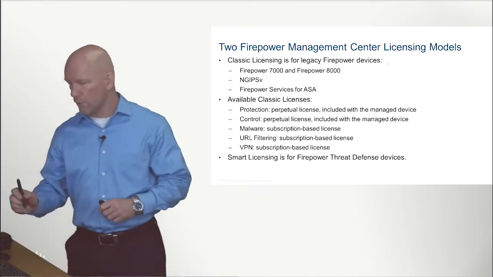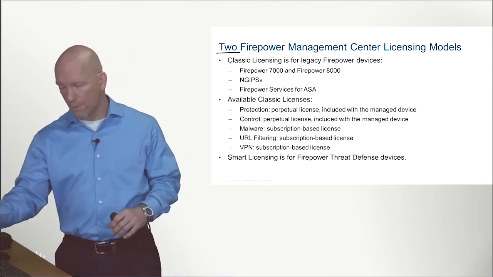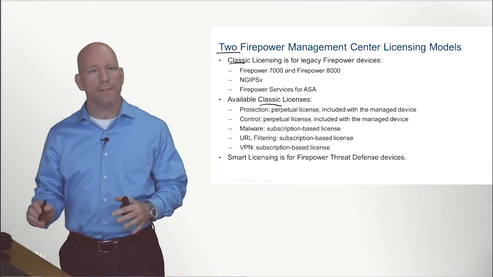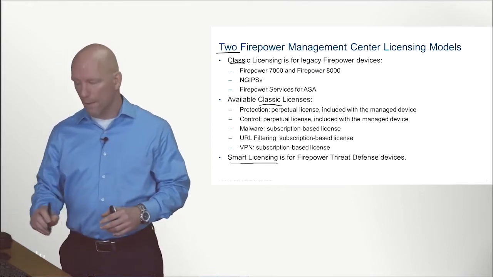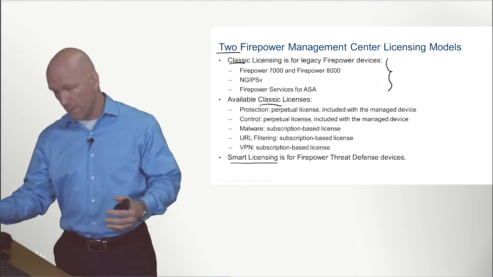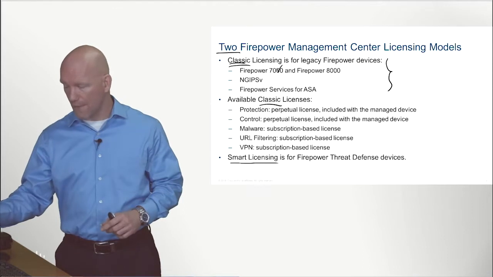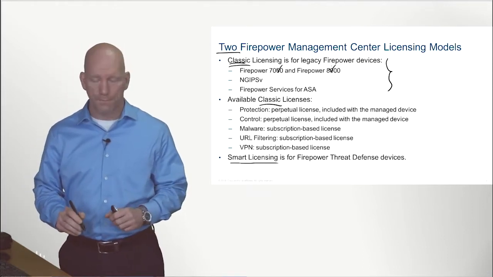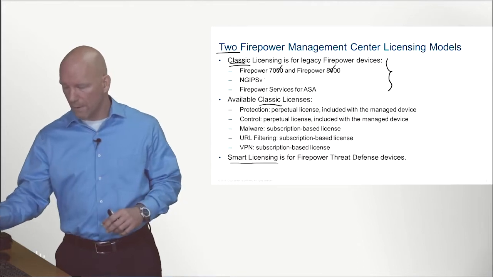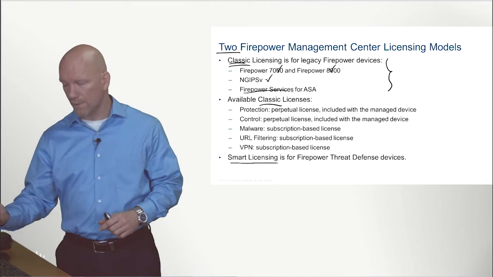We're starting with the two major categories, which makes things really easy: whether it's going to be a classic licensed approach or a smart licensing approach. The classic license approach, I'm going to really hone in on the word classic, because it's going to be for our 7000 and 8000 series firepower appliances, classic appliances, the NGIPSv, and the firepower services for the ASA.